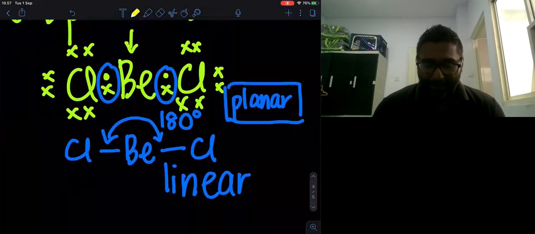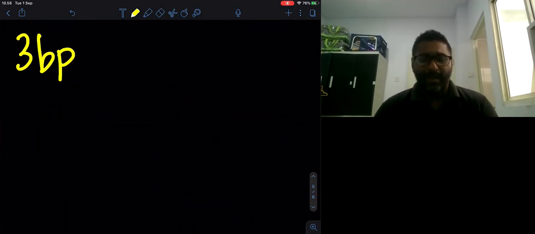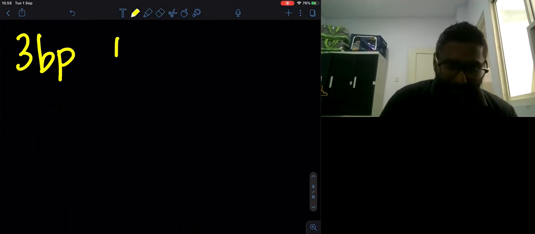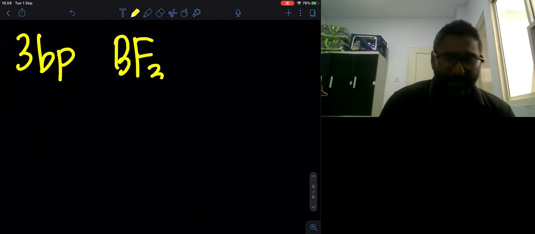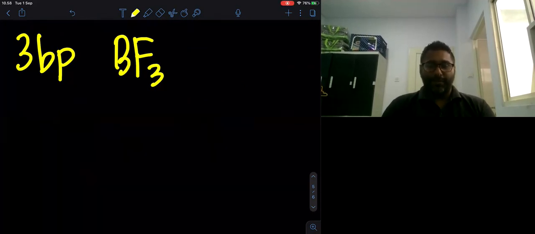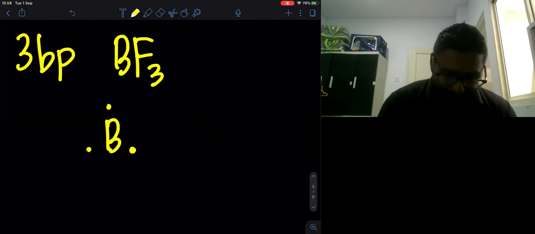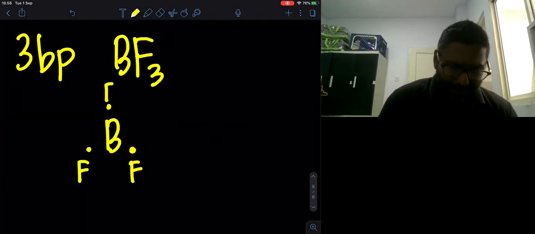What happens if I have three bonding pairs? Quite simple. Let's look for something that has three valence electrons. Boron is one of the examples. So let's look at this example, BF3. Boron is group 13, so when I draw, I will draw something like this: 1, 2, 3, F. Of course, when I want to draw everything, I'll just draw very fast.